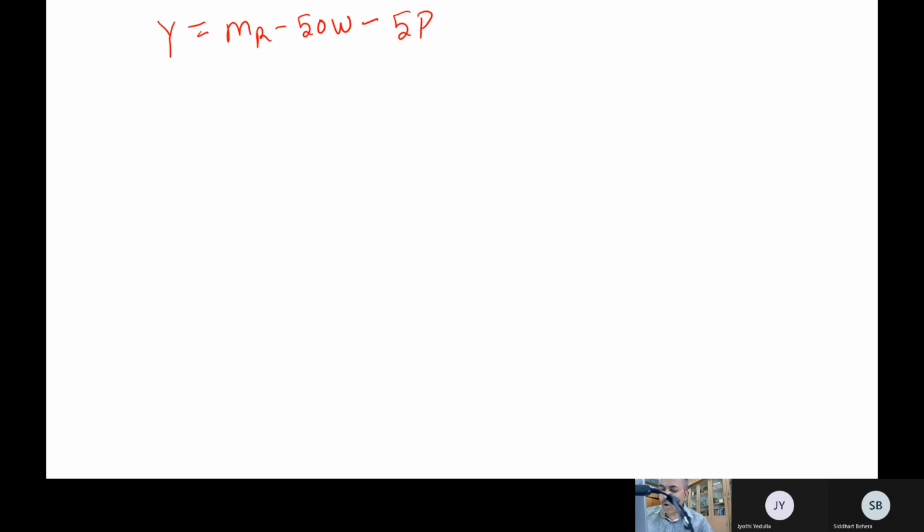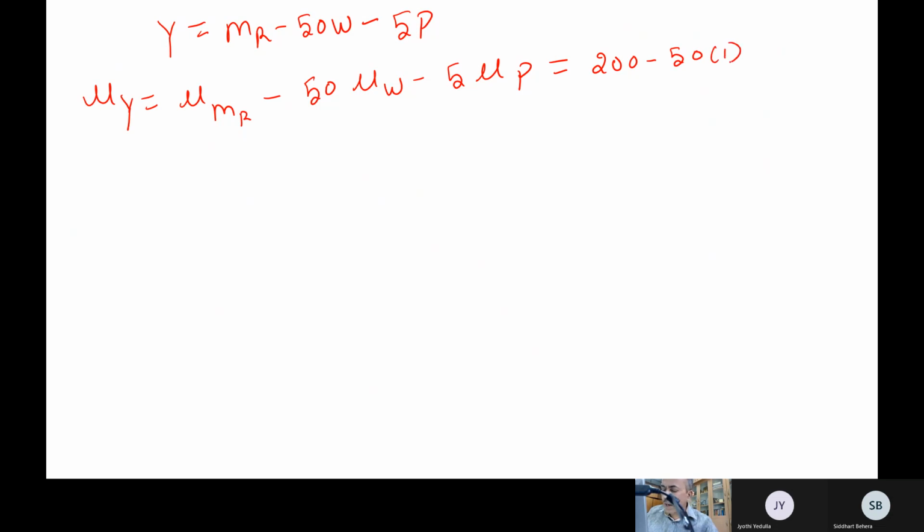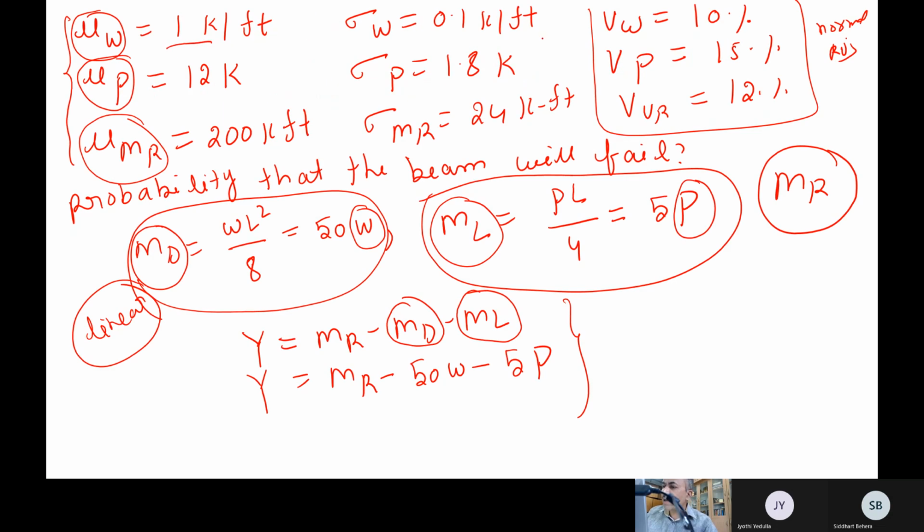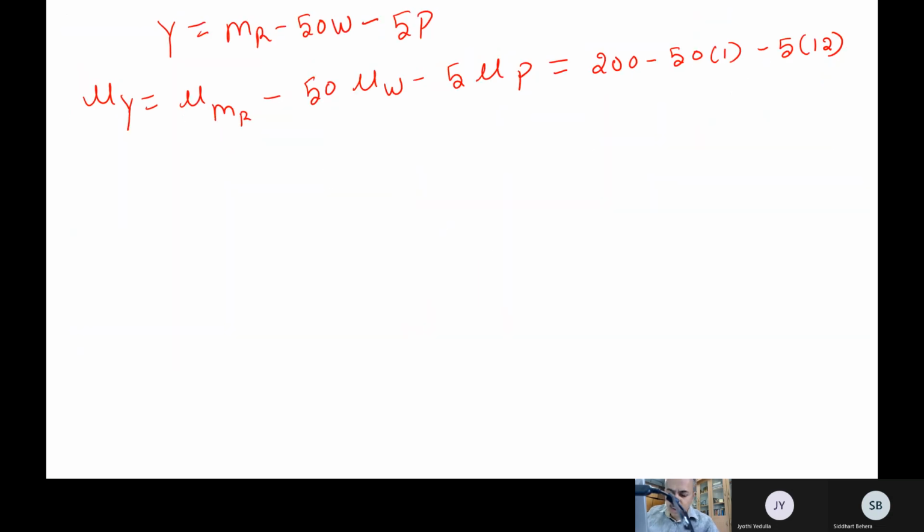Now we have to find out the probability of failure. For that we have to find out the mean value of Y. So this will be the mean value of MR minus 50 times the mean value of W minus 5 times the mean value of P. Substitute all these numbers: 200 minus 50 into 1, minus 5 into 12. All the numbers are provided here. So this turns out to be 90. This is the mean value of Y.